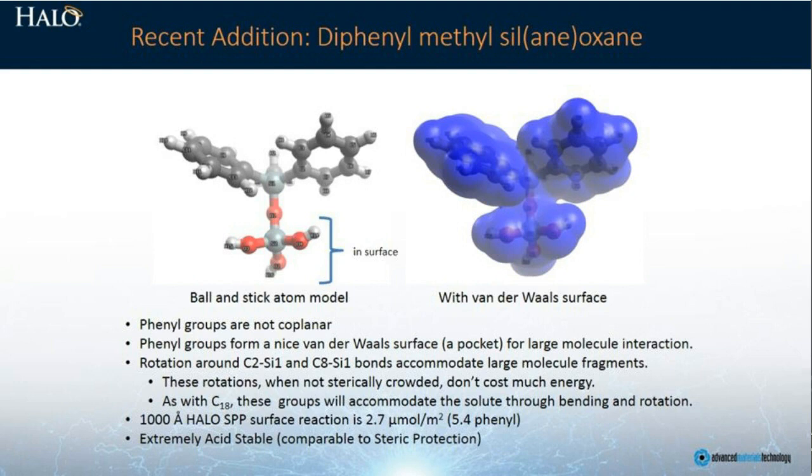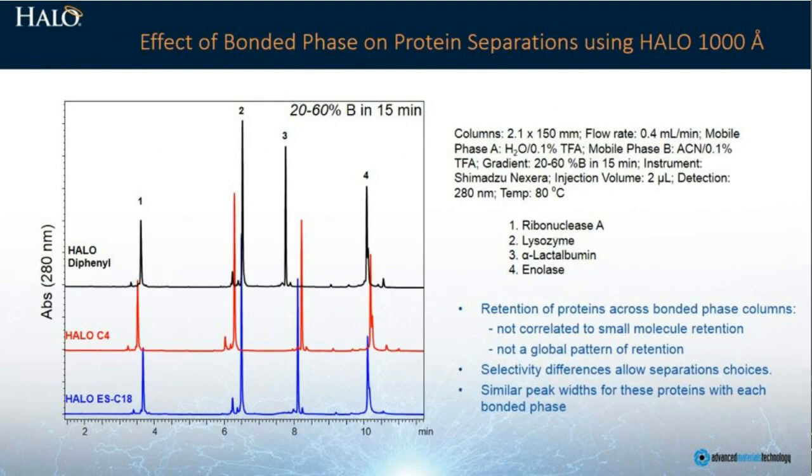So we found this aromatic bonded phase to be quite useful, and we've included it in our offerings with the 1,000 angstrom pore size material, superficially porous particles, to supply some selectivity options relative to the classical N-alkyl type of bonded phase. This is a comparison of that aromatic and 2-alkyl bonded phase materials for the separation of a standard mixture of proteins, from relatively small ribonuclease to somewhat larger enolase.